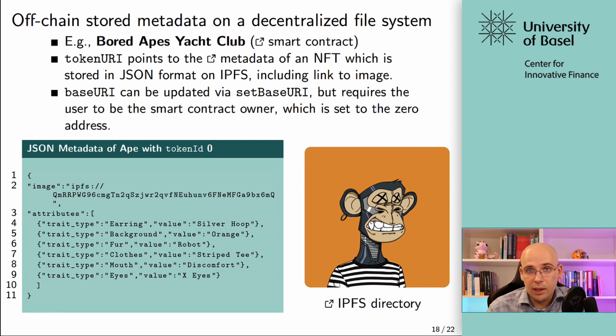And the entire JSON is on there, and then within the JSON, as you can see right here, there is another IPFS link to the image as an example, but there are also the traits in there. So you have the attributes, you have the trait type, let's say earring with the value silver hoop, you have the background, in this case it's orange, and so on. So it's stored on this decentralized file system, and you can request it via IPFS.